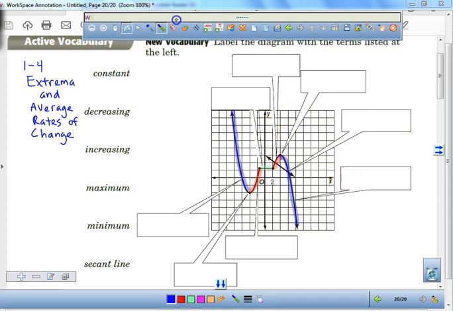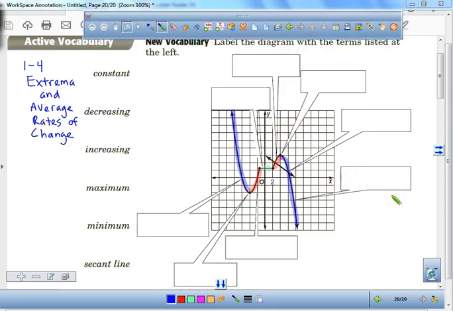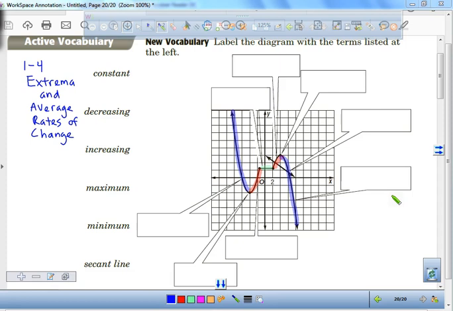Alright, today everybody we're starting something new. We're in section 1-4, Extrema and average rates of change. Okay? What we're going to be talking about is different vocabulary words: constant, decreasing, increasing, maximum, minimums, and this concept of a secant line. Alright?